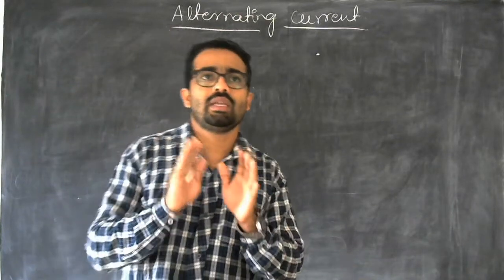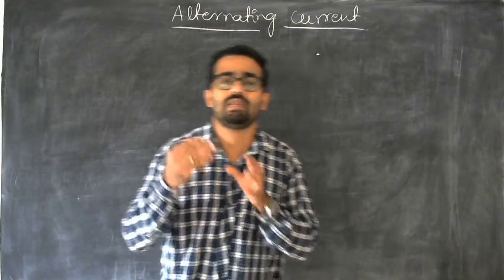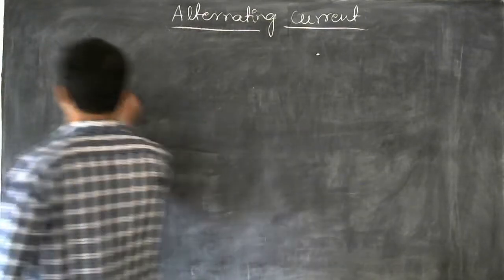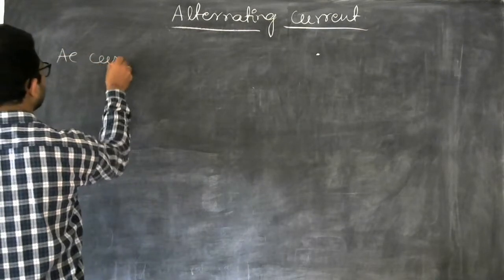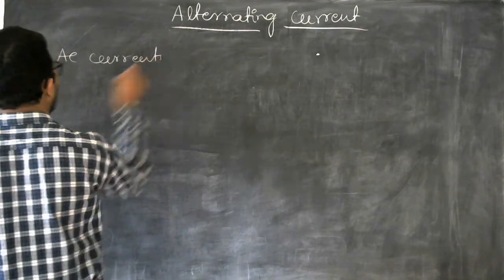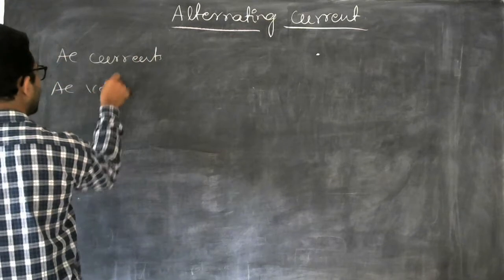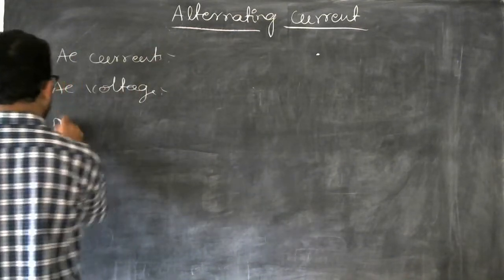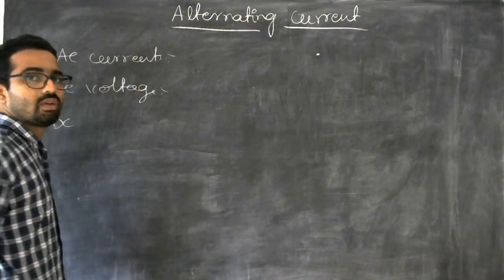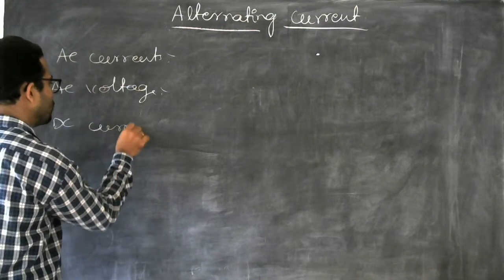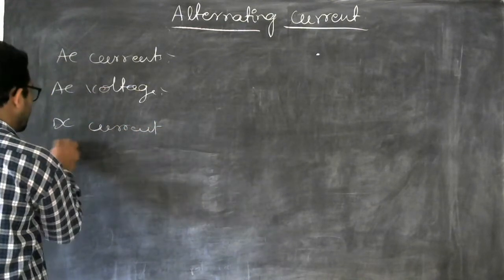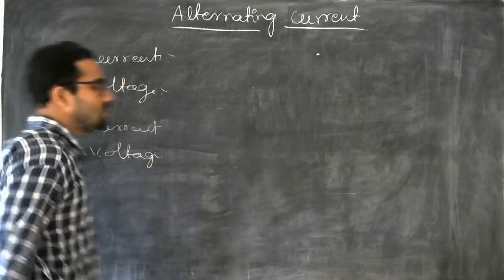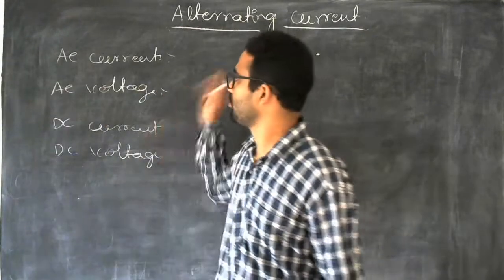See, we will use some terms in this chapter, called AC current, and another one is AC voltage. And we also use DC current, and DC voltage. These are the terms we will use in this chapter.